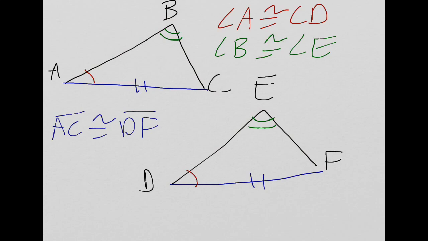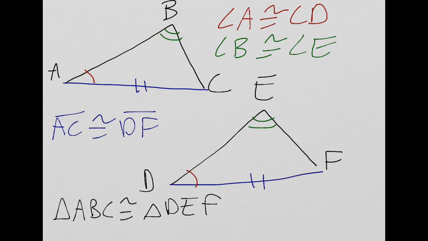So looking at my diagram, I have an angle, and then an angle, and then a non-included side. Non-included meaning that it's not between my two angles. Then also on this triangle, I have congruent angles and a non-included side. So I can conclude that triangle ABC is congruent to triangle DEF by angle angle side congruence.